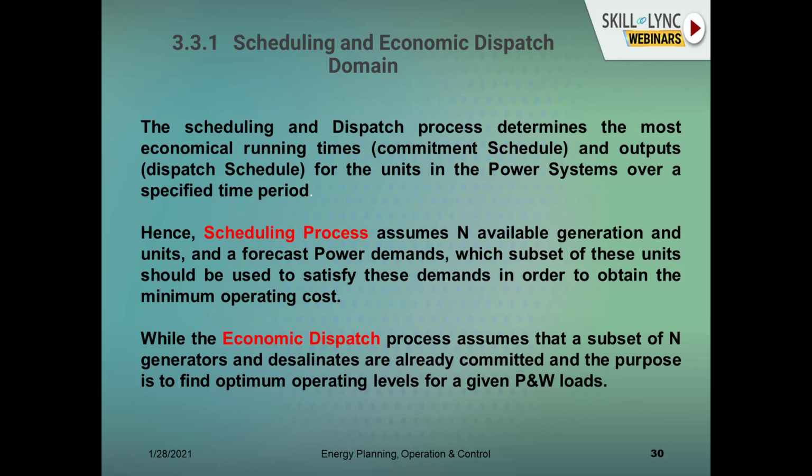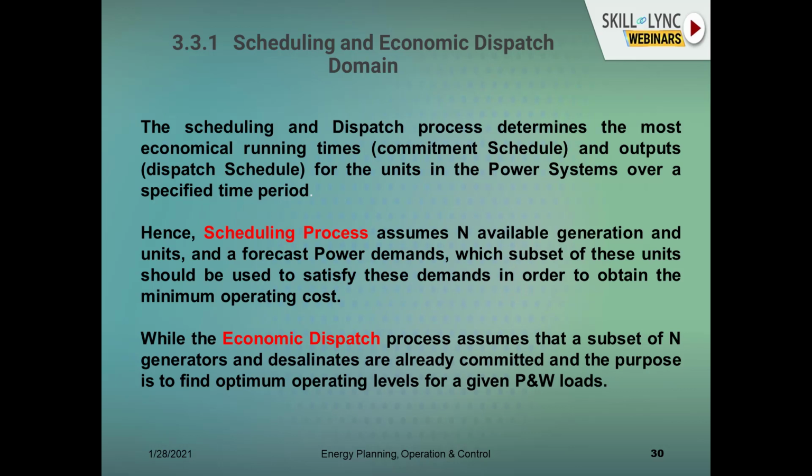They have to plan the generation profile for the next 24 hours or 48 hours. So what they will do is utilize some scheduling programs. Every utility has to use this scheduling program. Sometimes they call it unit commitment. Basically, unit commitment assumes you have N available generation units in the system, and the forecasted power for 24 hours or 48 hours ahead.